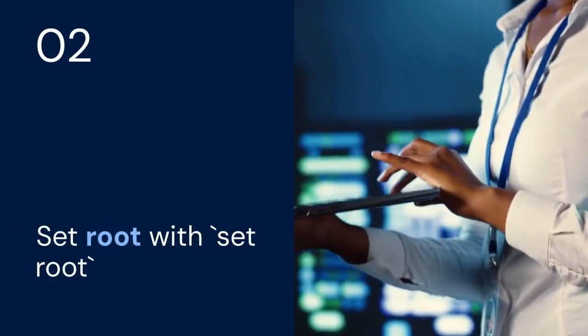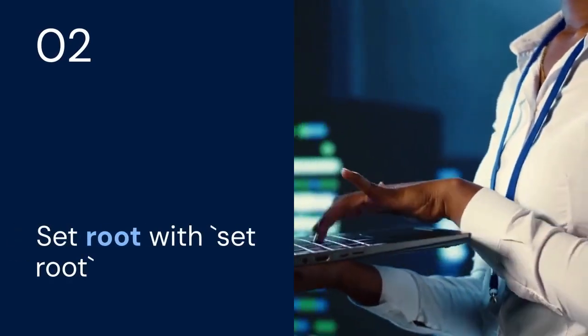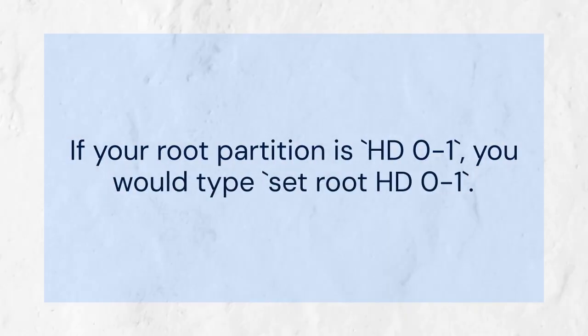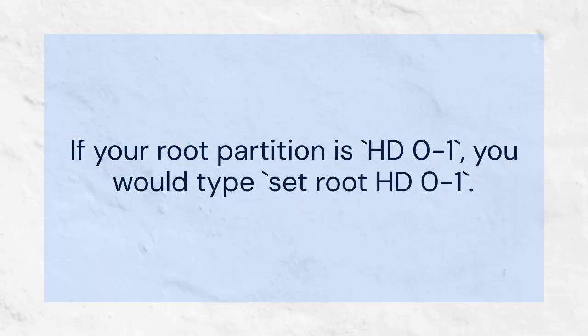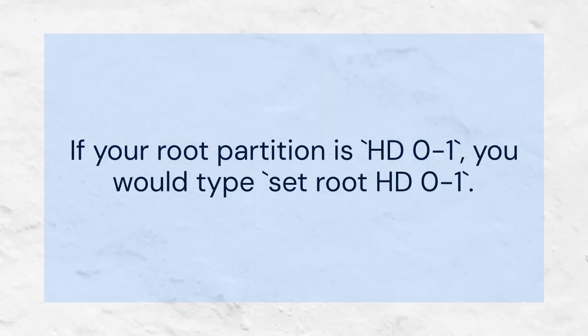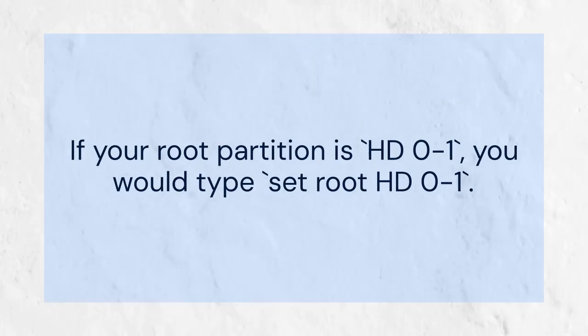2. Set root. Now, use the set root command. If your root partition is (hd0,1), you would type set root=(hd0,1). This tells GRUB where to find the kernel and initrd files.